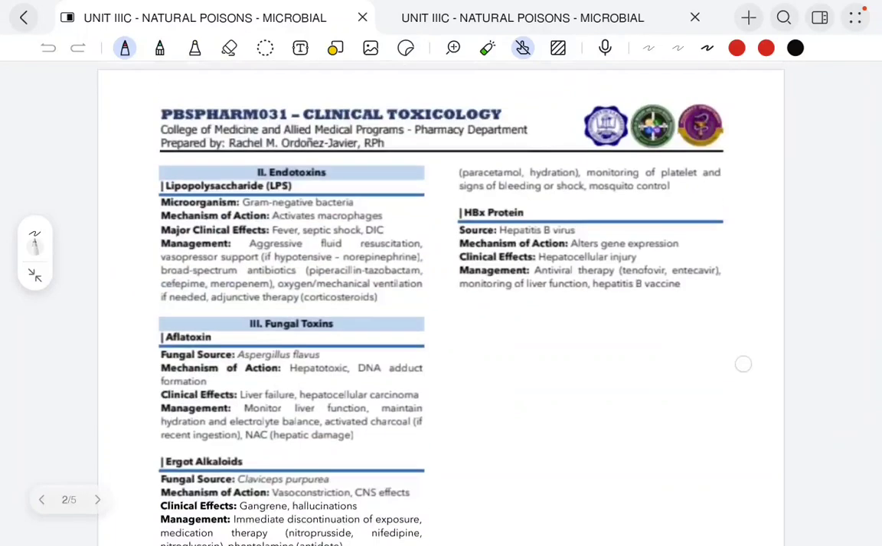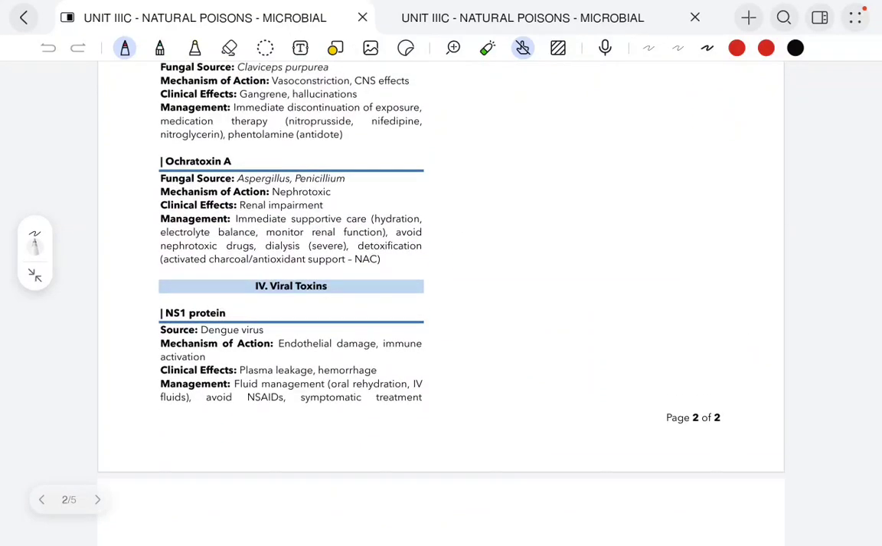And then lastly, we have your viral toxins. So for example, we have your NS1 protein. So main source natin dito class is we have your dengue virus. So NS1 stands for your non-structural protein 1. So for its mechanism of action, it can cause endothelial damage and immune activation. So clinical effects, so it may cause plasma leakage or hemorrhage.